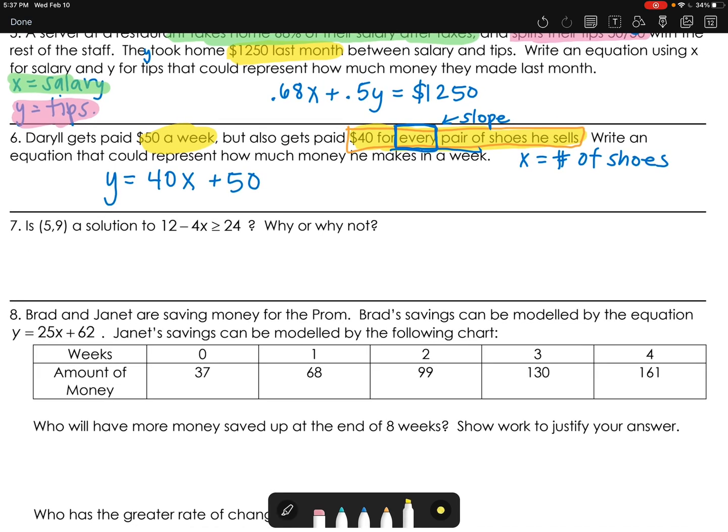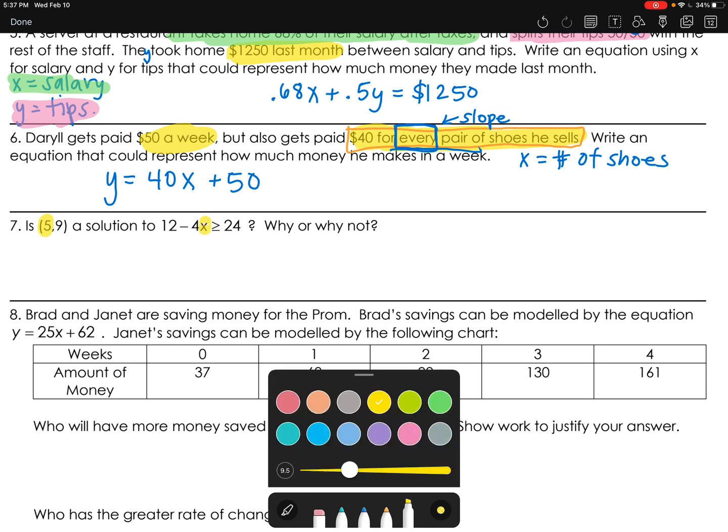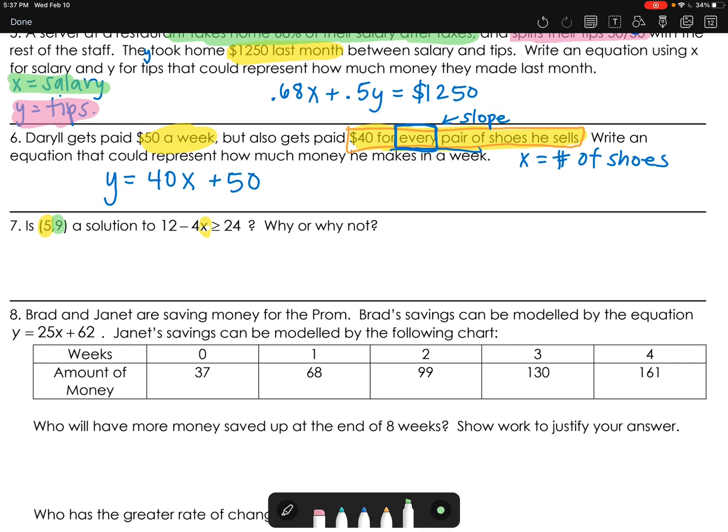So number 7, is (5, 9) a solution to this inequality? Why not? So let's plug in 5 for X, and we'll plug in 9 for, oh, there's not even a Y here. Okay, so no place to plug in Y. So let's plug that in. So we get 12 minus 4 times 5 is greater than or equal to 24. If there's no place for Y, don't stress about that. Just solve it and see what ends up happening here.